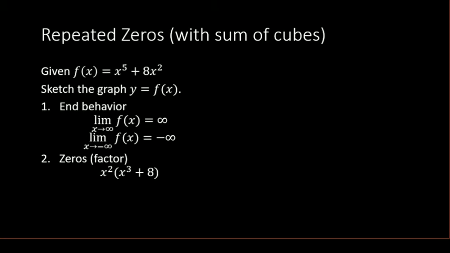X squared is the greatest common factor. Now x cubed and 8 are both cubes, so this is a sum of 2 cubes. And the formula for factoring you may not have remembered from Algebra 2, but there it is. The trick to using this is to recognize what a and b are.